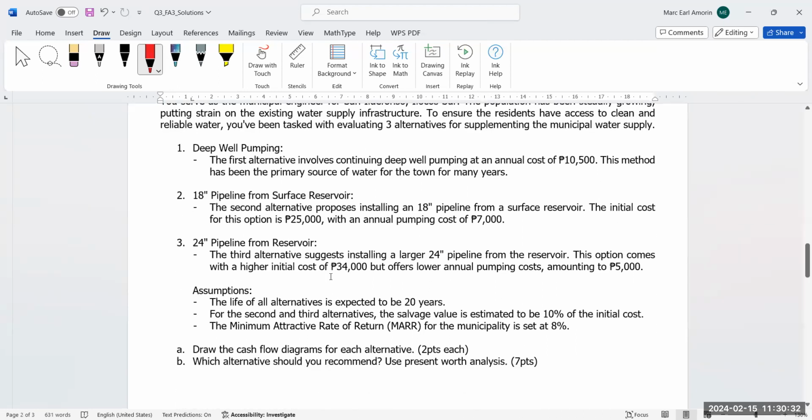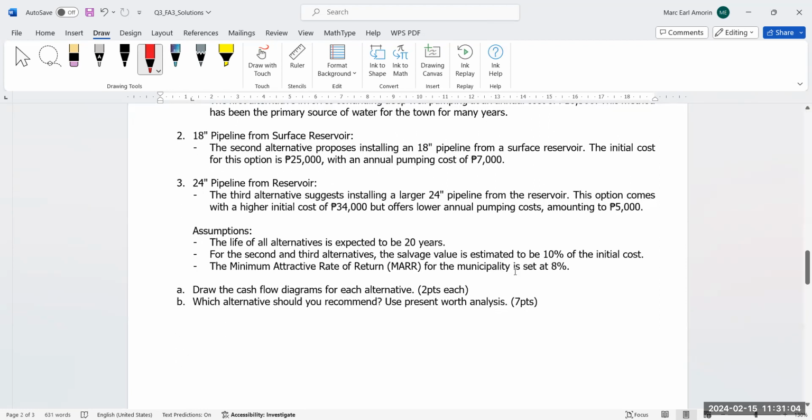For the second option, we are going to use an 18-inch pipeline from our reservoir, okay? So this alternative has an initial cost of 25K and an annual pumping cost of 7K. And for the third alternative, we are going to use a 24-inch pipeline. Okay, so this comes with a higher initial cost of 34K. However, the annual cost is 5K. Okay, so for all alternatives, the lifespan is 20 years.